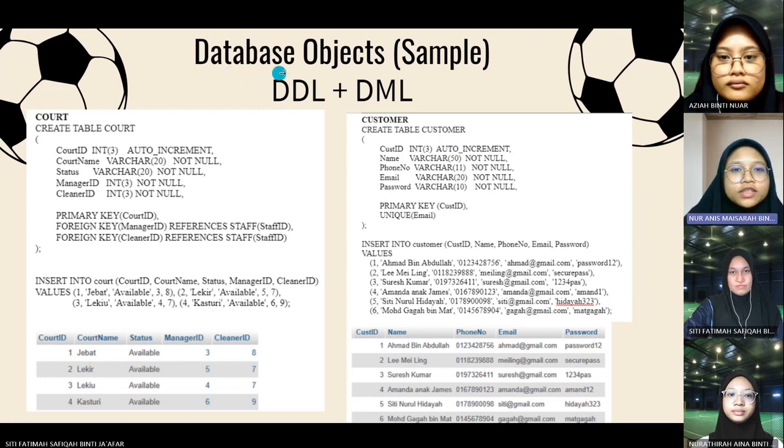Database object, sample of DDL and DML. So this is how we create our table in MySQL. We are using auto increment for our primary key. And this is also how we insert data into our table.